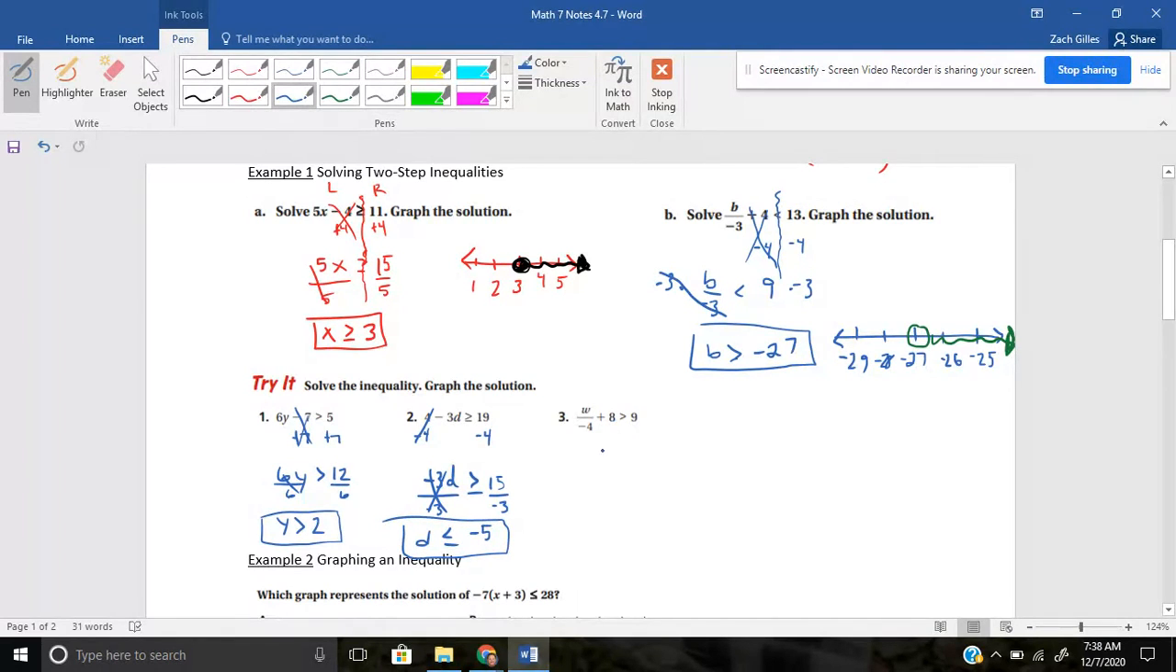And number 3, undo my adding 8 by subtracting 8. I'm left with w divided by negative 4 is greater than, looks like 1. 9 minus 8 is 1. Multiply by negative 4 on both sides. So I need to switch that inequality because I'm multiplying by a negative. And w is less than negative 4. If you have questions on any of those, please let me know.